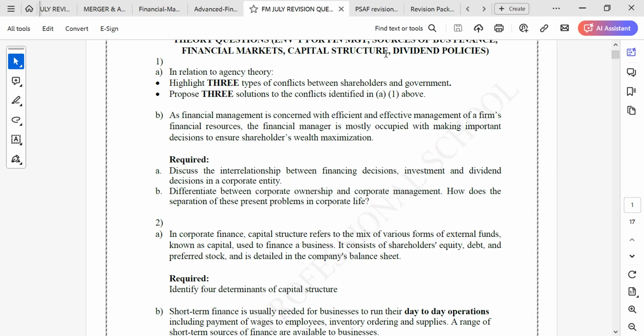Agency. I think they're talking about the agency problem. Okay. So how does this particular separation present problems in corporate life? They are just talking about how does a situation of agency problem arise. That is what they are talking about. Okay. Is it the causes of agency problem?